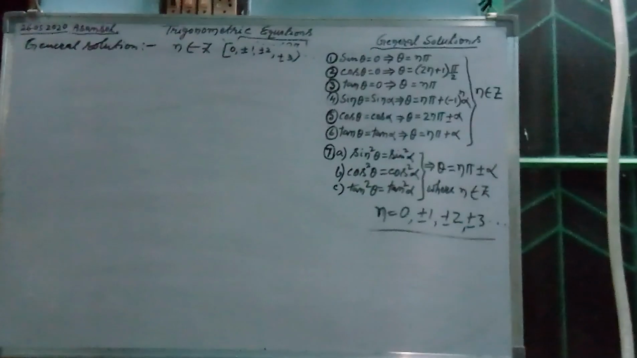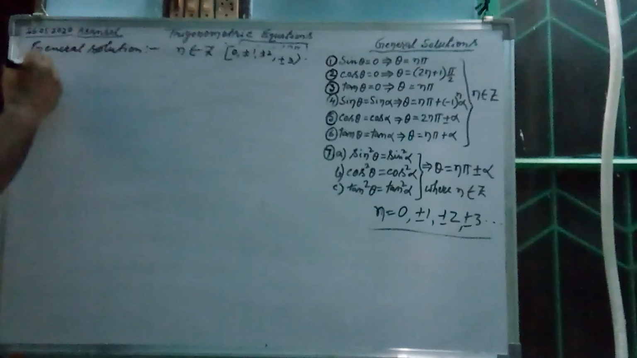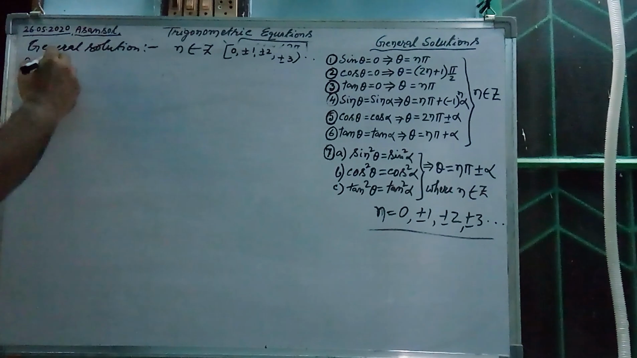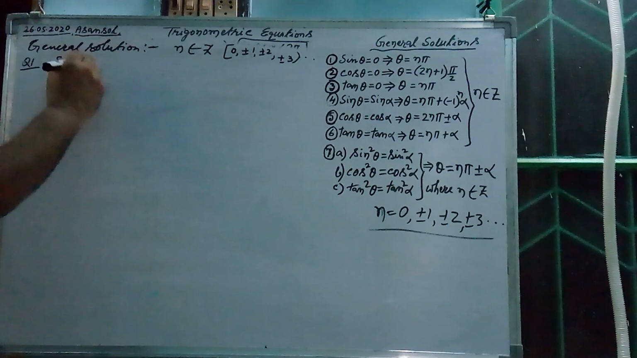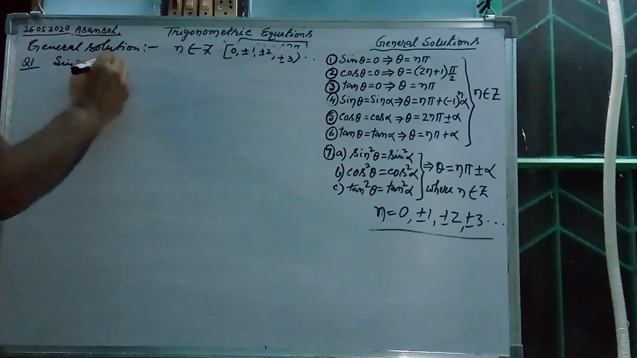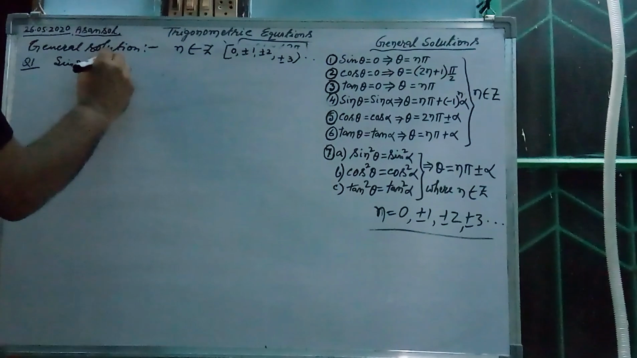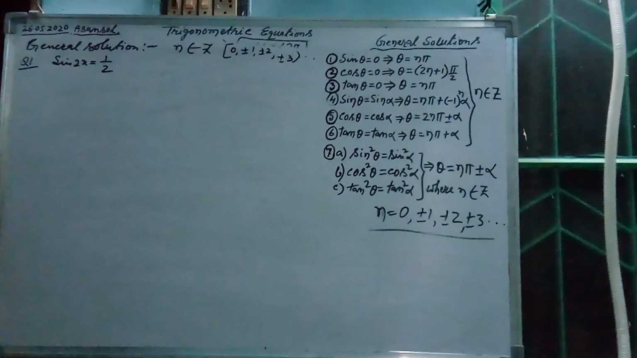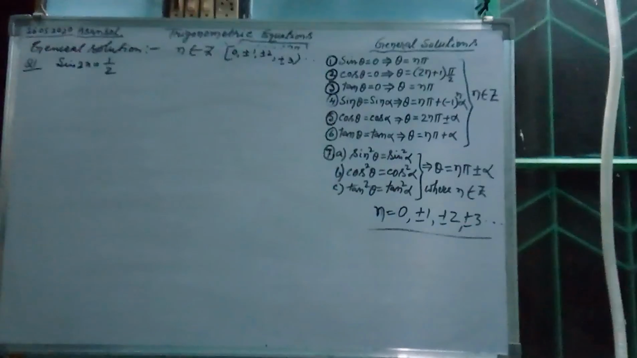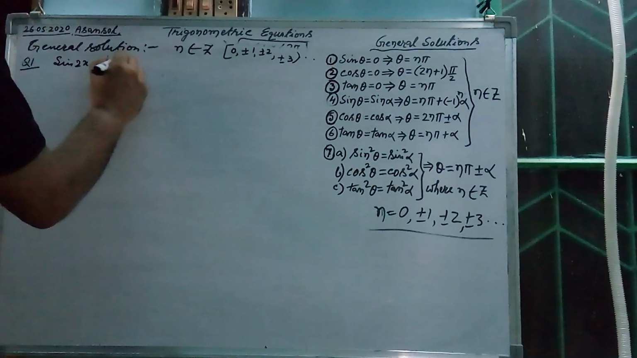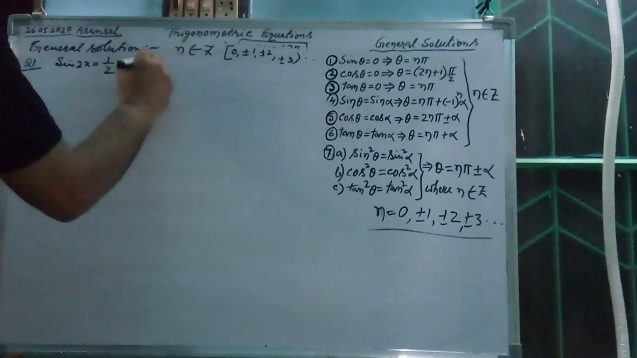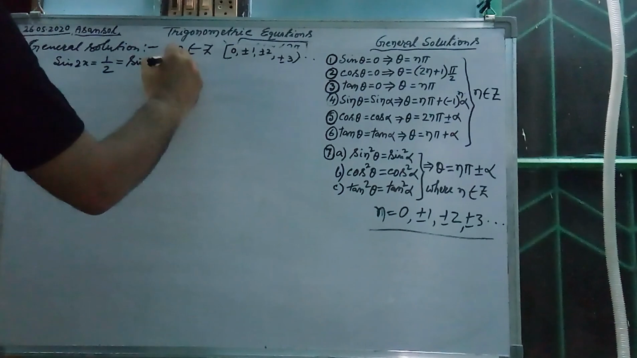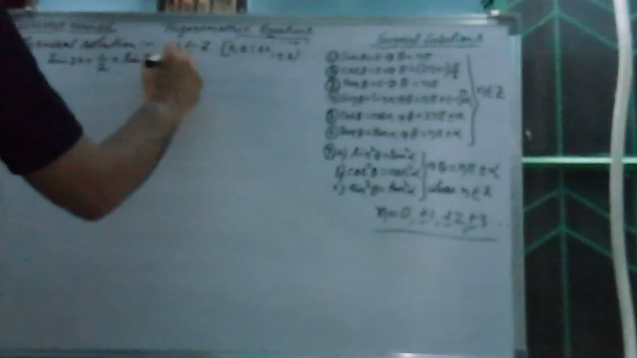Question number 1: if sin 2x is equal to half, then find the general solution. Sin 2x equal to half. This half can be written as sin pi by 6. Why have we written sin pi by 6?